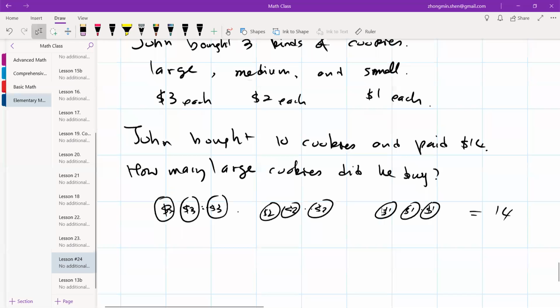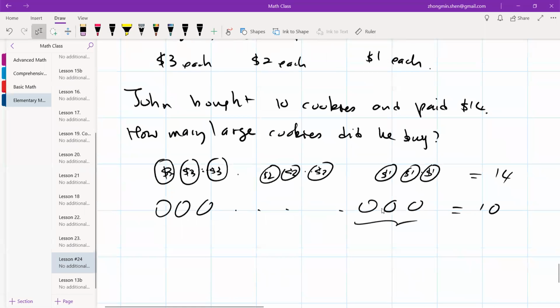That's 14. Each one has a value, so this is 3. But the total number of cookies, add them together, is just 10 cookies. But those small cookies only cost $1 each. So just do 3 plus 2 plus 1 equals 6, and then 14 minus 6 equals 8, and then do the rest in small cookies.